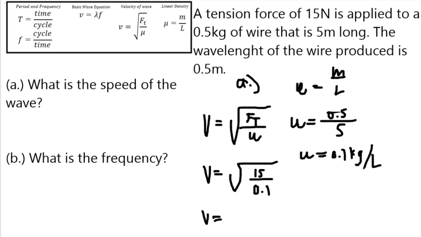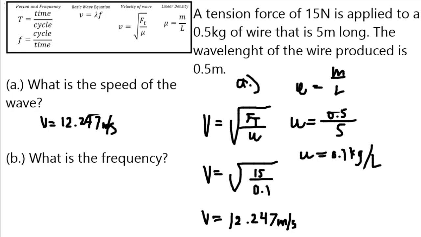So putting it here and just using our calculator, we can answer this. The velocity of the wave on the wire is going to be 12.247 meters per second. Now how can we calculate the frequency?